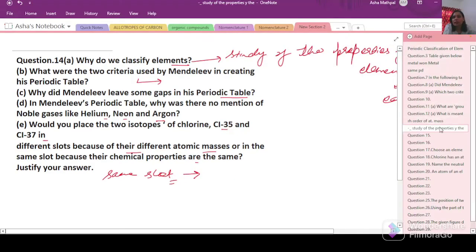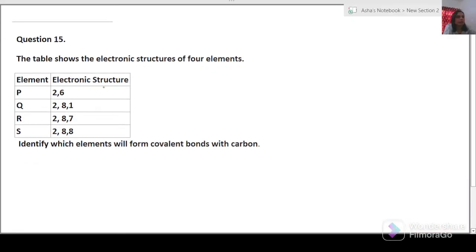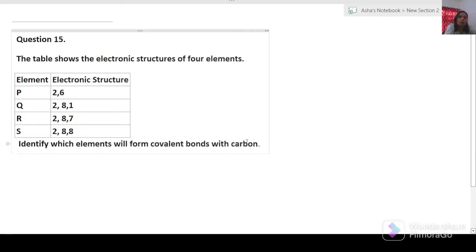Now let us go to the next question. The table shows the electronic structure of four elements. P is 2,6; Q is 2,8,1; R is 2,8,7; S is 2,8,8. Identify which elements will form a covalent bond with carbon. So we will have to see which elements can form a covalent bond with carbon here.